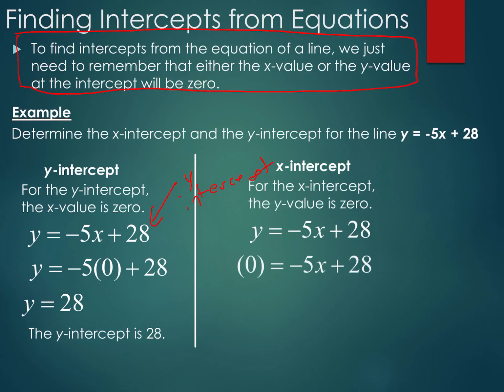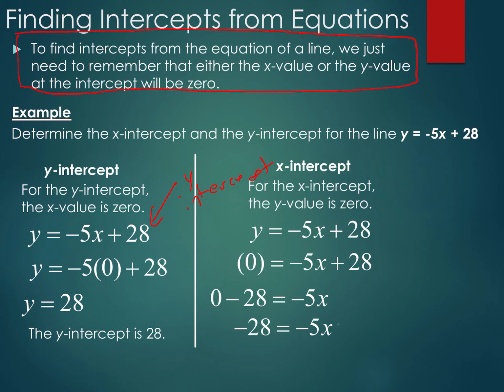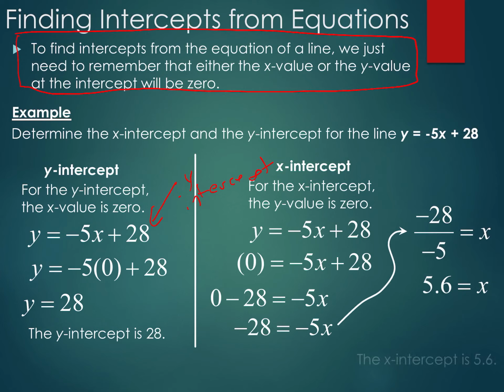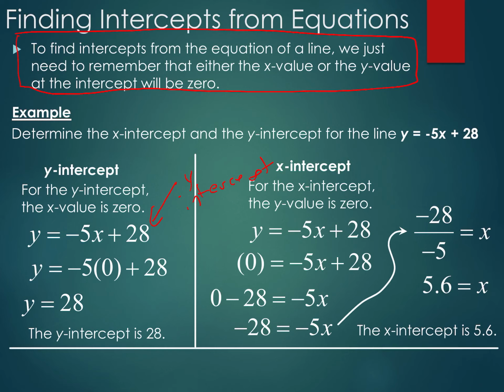X-intercept. For the x-intercept, we make the y value 0. So we put a 0 over on this side. And that gives you just a little bit more work to do because you've got to solve for the x. The way I did it in this particular one is I moved the 28 over, divided by the -5, and got an x-intercept of 5.6. So when you have to do x-intercepts, you might have a little more equation solving to do than when you do y-intercepts.